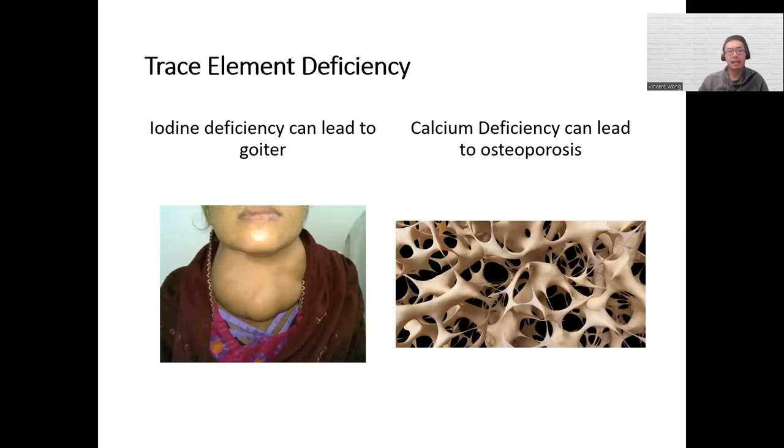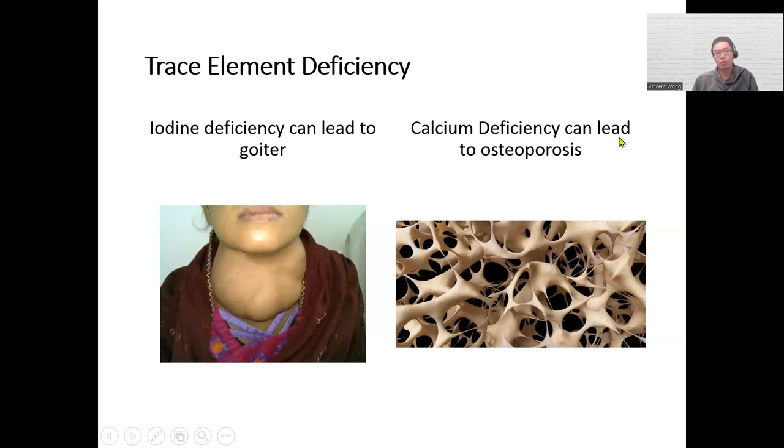In Canada, we don't have to worry about iodine deficiency because it's in all our salt. Right? The table salt that you buy from the store is iodized. It has iodine in it to prevent iodine deficiency. Natural sources of iodine would be seafood. They have a lot of iodine in them, right? Seaweed, that kind of stuff, rich in iodine. But again, we don't have to worry about it.